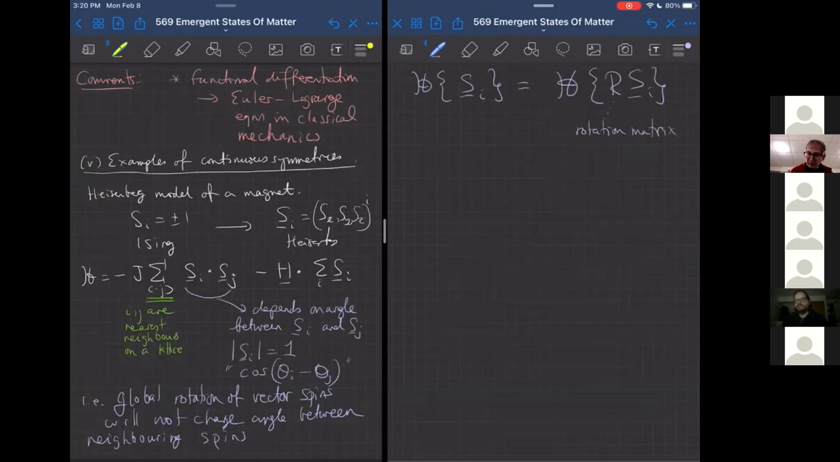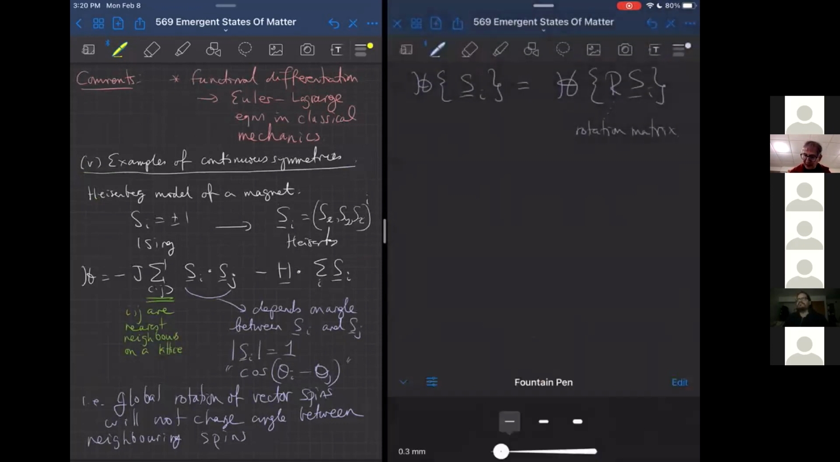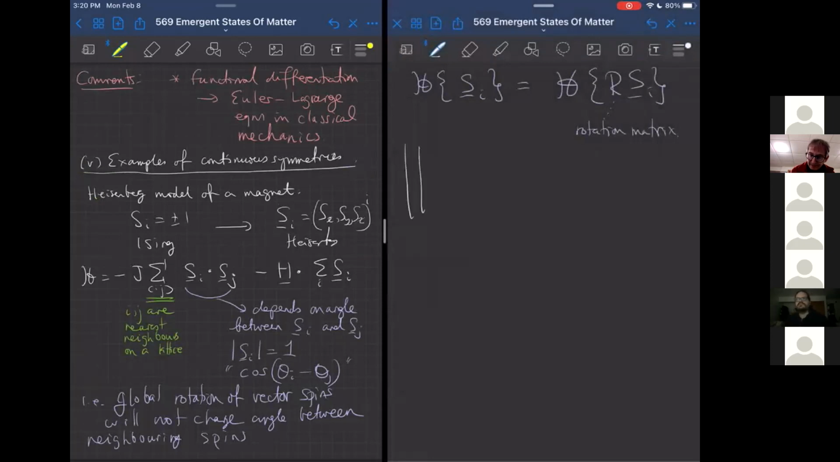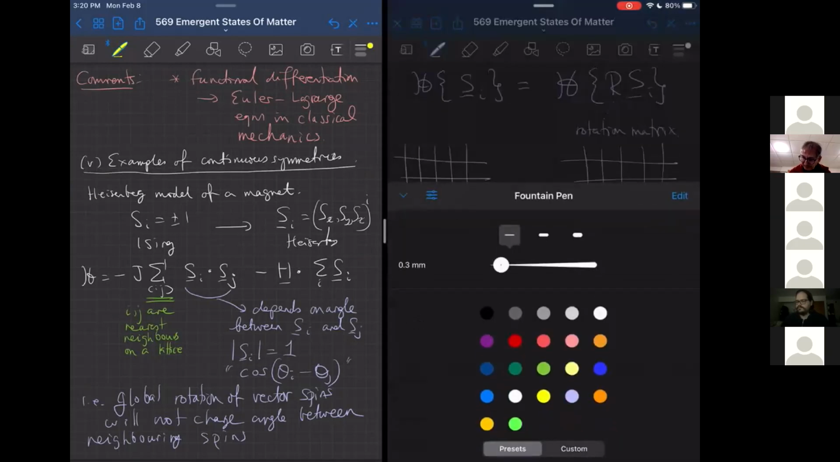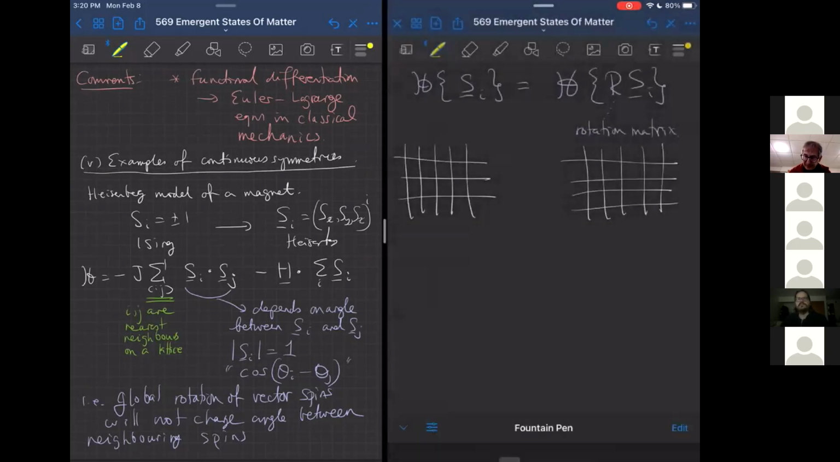I'm just going to talk for 2 more minutes and then we'll quit for today. So let me draw my lattice like this. And let's suppose I've got 2 spins here and here. I've got other ones, but I'm not going to draw them. And now I rotate them by the same amount. Okay, so here what I've done is I've done a rotation. Okay, so that's what the picture looks like.